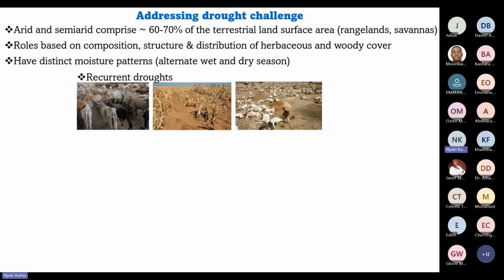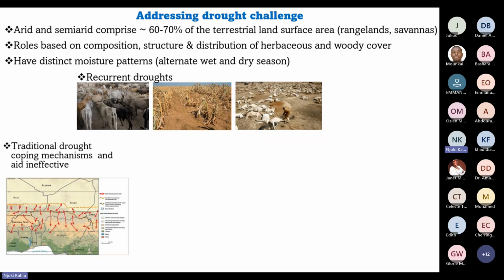Arid and semi-arid lands comprise about 60 to 70% of the terrestrial landscapes within Africa. And in each one of these areas, the roles that they play are based on the composition, structure, and distribution of the various components that I mentioned: the herbaceous component, which is grasses and forbs, the woody cover, the trees, and the grasses. And these ecosystems, as I mentioned, have very distinct moisture patterns, precipitation, and a dry season. So they alternate between the dry and wet seasons. And so when you're doing the monitoring, you need to be able to capture some of this information because, as I said, they are heavily dependent on precipitation.